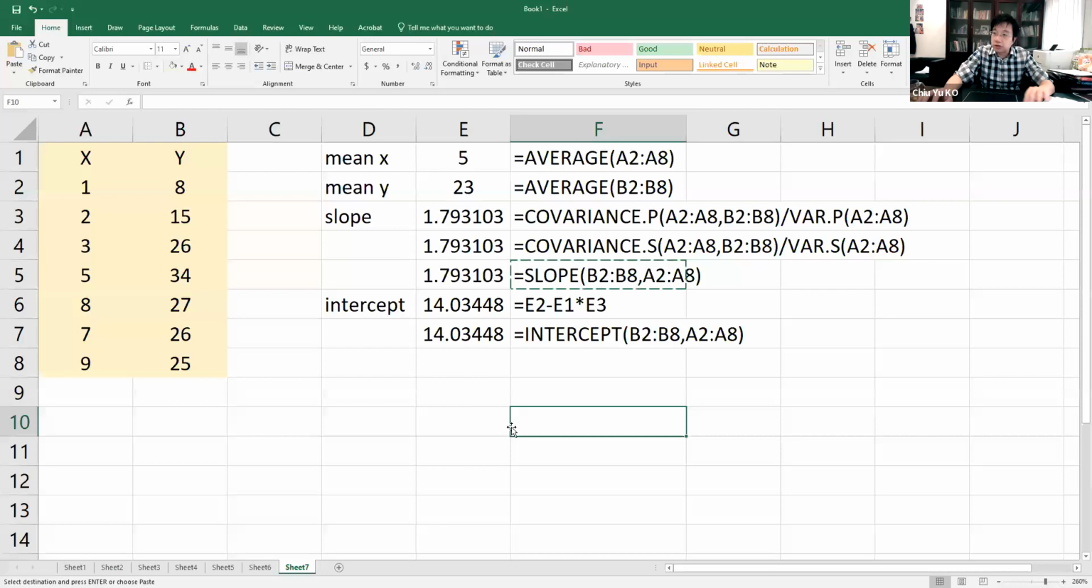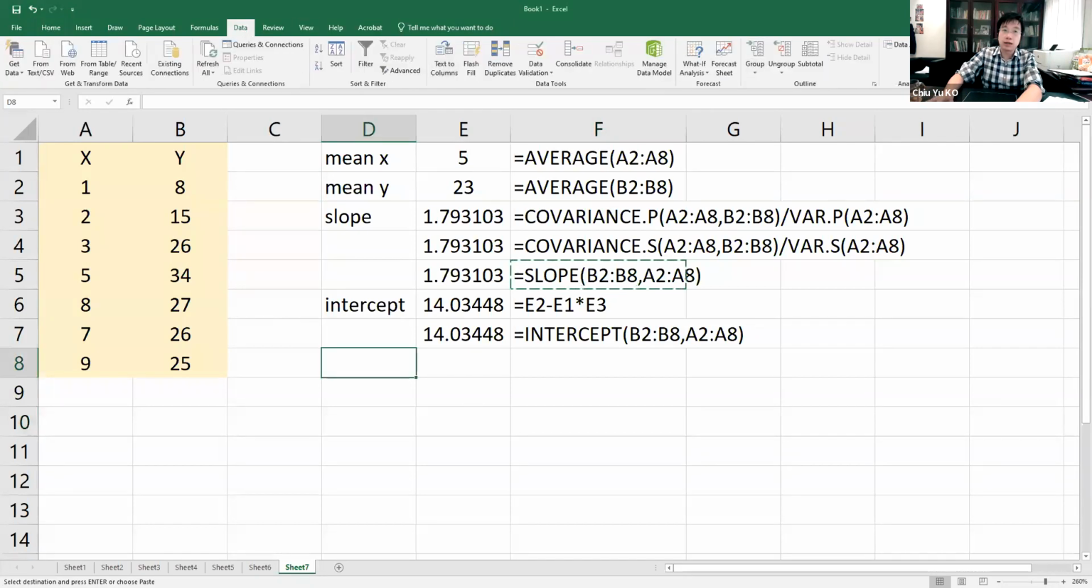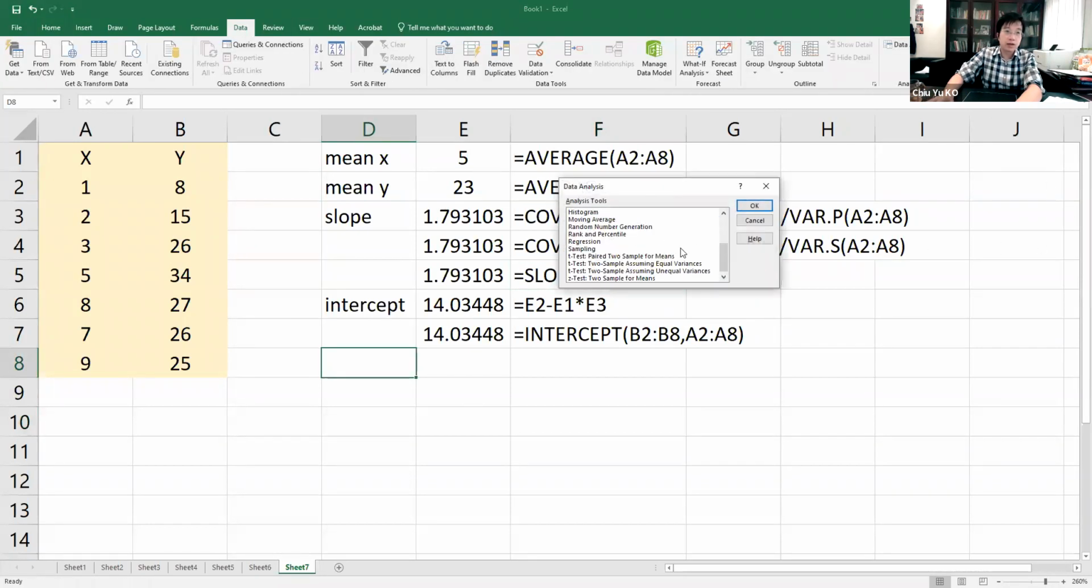Okay. So I want to show you the last thing of this class: we can do something the same as ANOVA. So you go to Data and Data Analysis, then you go to the very end and choose Regression. See Regression here. Click Regression, okay.